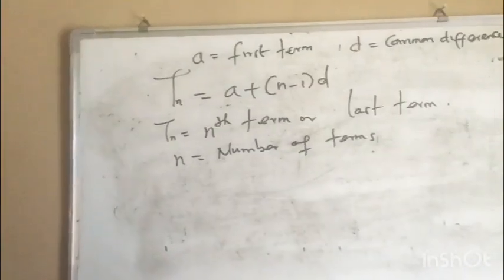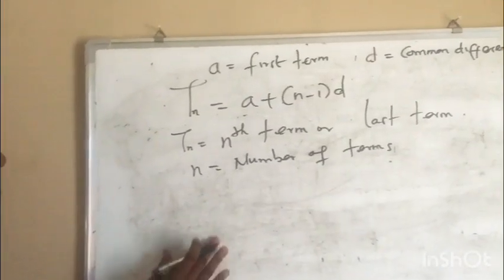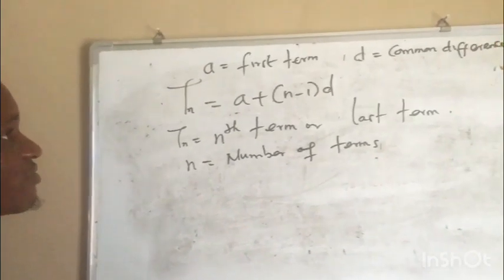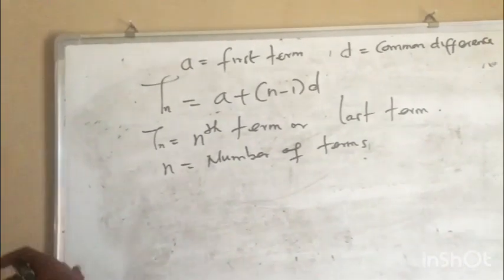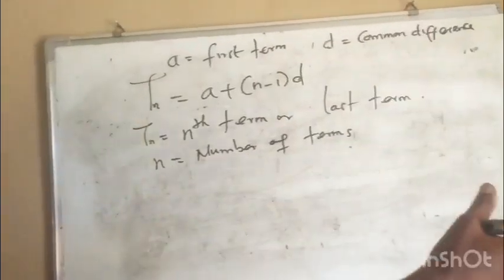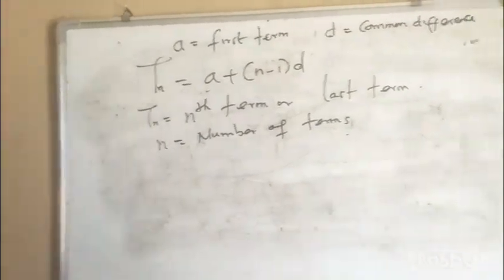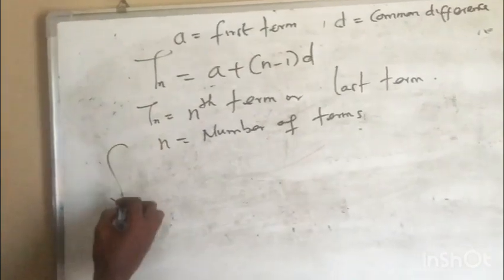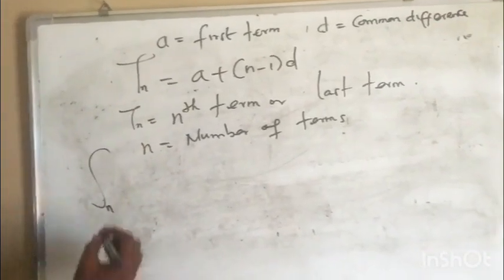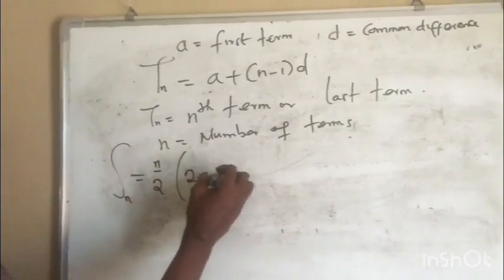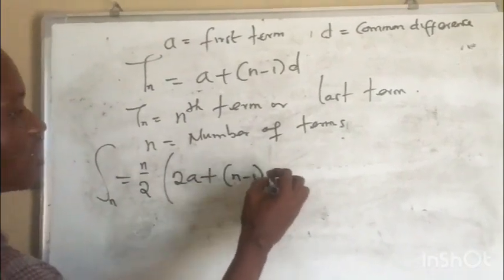Also, there is what we call the sum of an AP. There is a formula for it. For example, we can be asked to find the sum of the first 25 terms. Instead of getting the first term, second term, and adding them together, you can just use this formula, the sum of an AP: Sn equals n over 2 into bracket 2a plus bracket n minus 1 d.